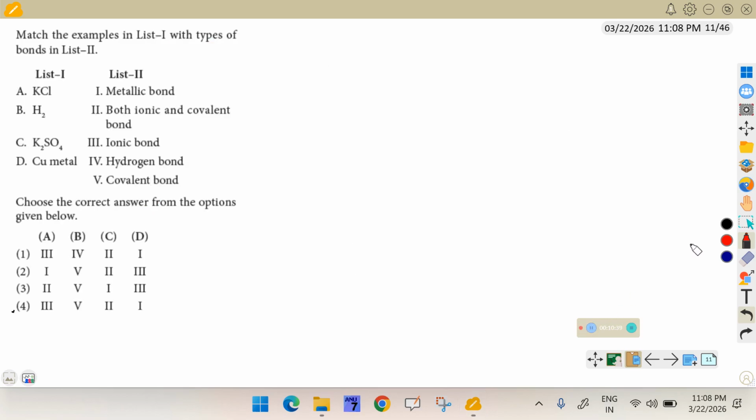Match the following. KCl dissociation is possible, dissociating as K plus and Cl minus, so it is an ionic bond. Generally, an ionic bond is formed between 1A group elements and 7A group elements.